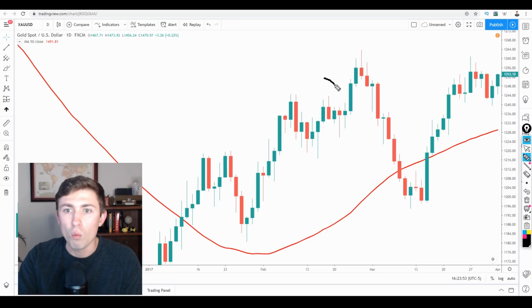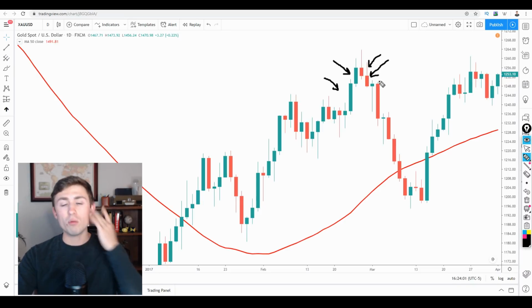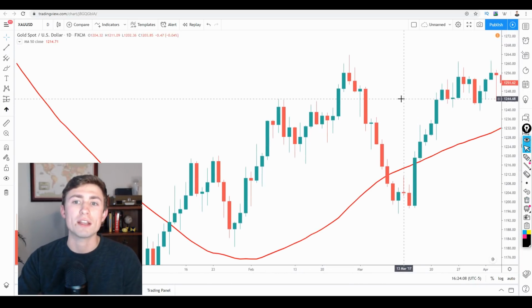Take a look at this. 1 green, 2 green, 1 red, 2 red. What does that mean? That means it could be a potential short setup. Now, where would you sell? Where would you put your stop loss? Where would you put your target? This is obviously going to be an important decision to make in any trading strategy.